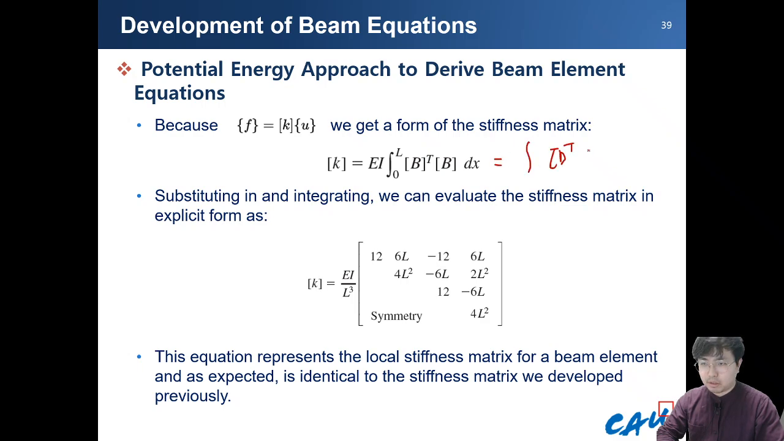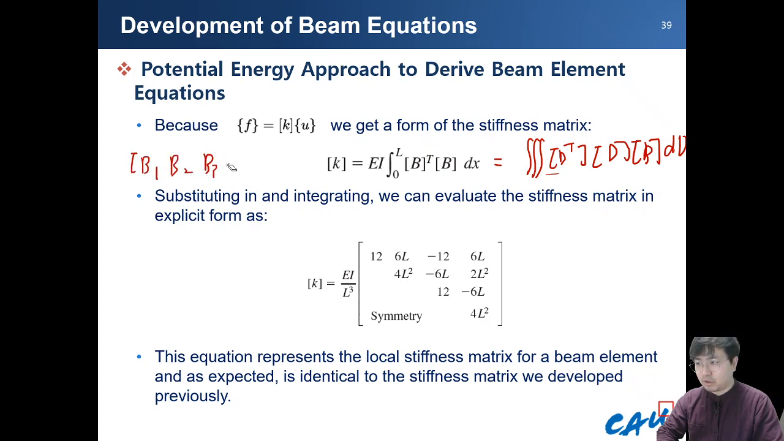Maybe this is the general form I already told you, or sometimes an integration over the volume. So this is the general form of the local stiffness matrices. It also follows the same result. However, please don't forget what the B is.